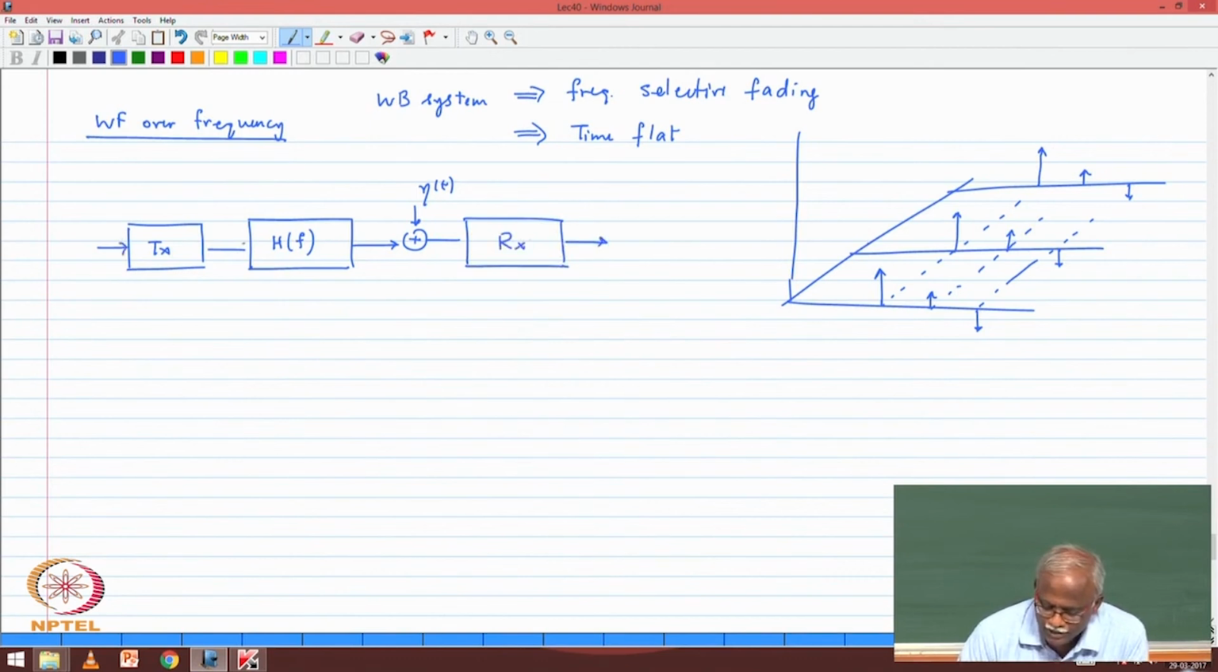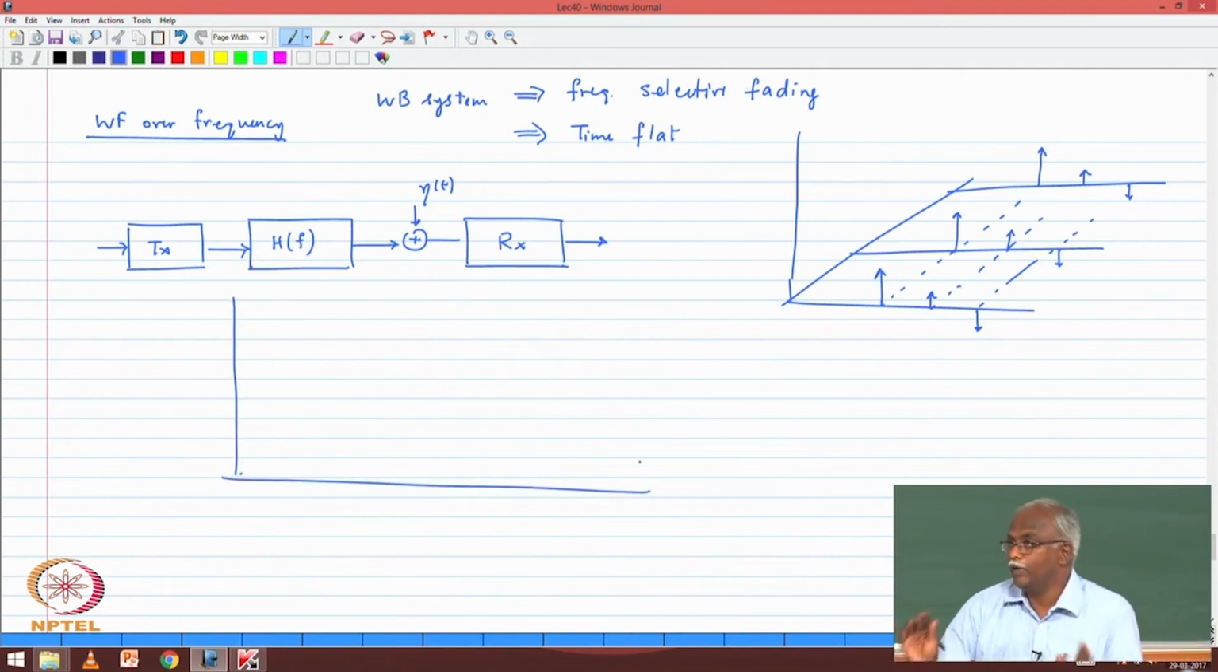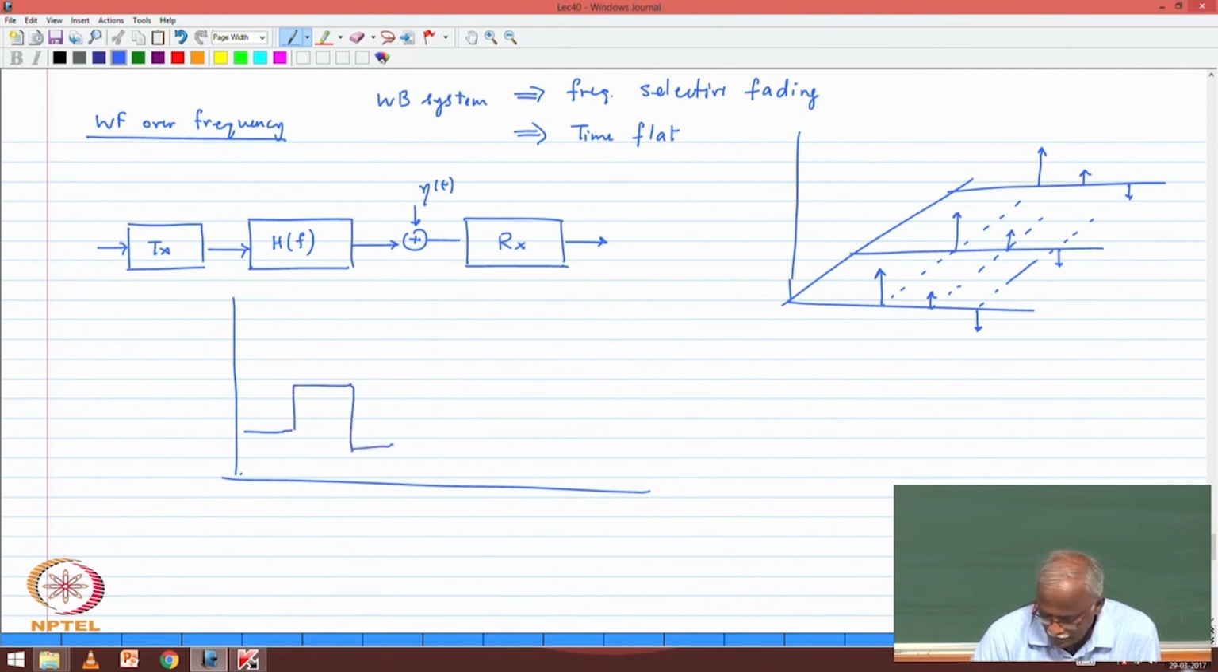Now the question is, how do I achieve capacity for such a channel? Okay. We then say, let us look at what H of f looks like. H of f is a continuous waveform. But I can discretize the frequency response of H of f into some chunks. I am going to use uniform.